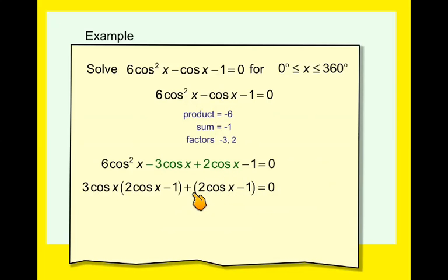Now some people like to put a 1 in front of this bracket here. Here we can see we have this bracket in both terms, and we can take it out as a common factor. So we have 3 cos x plus 1 brackets 2 cos x minus 1 is equal to 0. And then we say either 3 cos x plus 1 is equal to 0 or 2 cos x minus 1 is equal to 0.